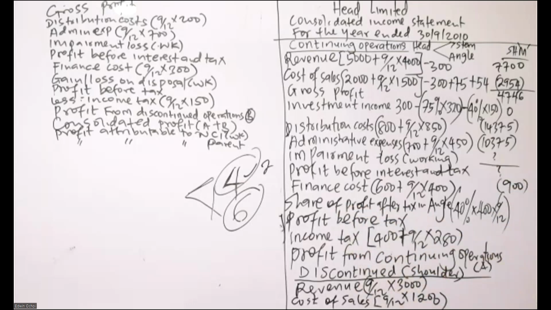Then share of profit after tax in Angu. This one is being received by the parent, and that one will be an income. This one is an income to the parent, so it's an addition. We cannot get profit before tax because there are some items missing above there. That is impairment. Impairment is missing. We have to do a working. $610. So even this one, we cannot get at this point.